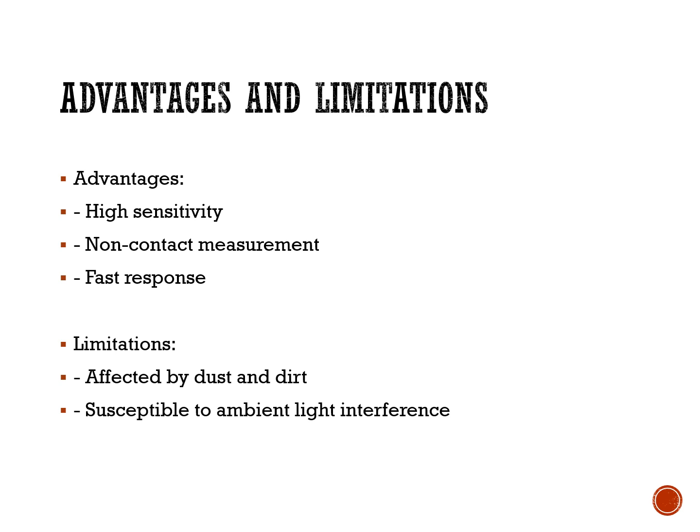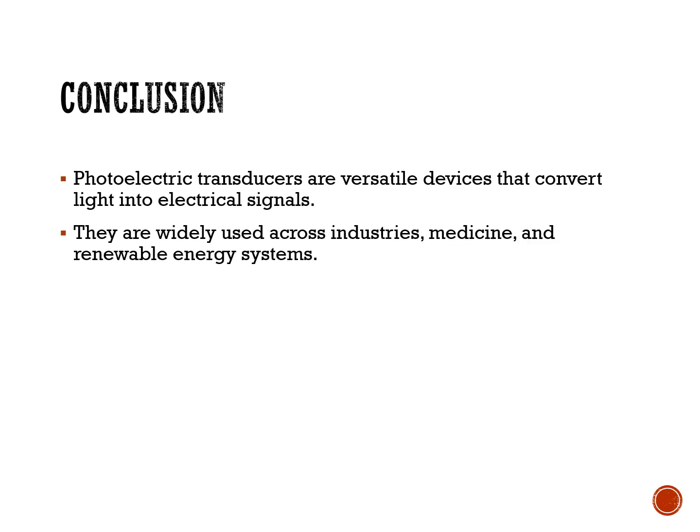Its limitations are that it is affected by dust, dirt and fog, which can block light and reduce performance. They can sometimes also be affected by ambient light interference, such as sunlight or artificial light. This is why in industries they often use protective housings or filters to make sure the sensors work correctly. So this is all about photoelectric transducers.